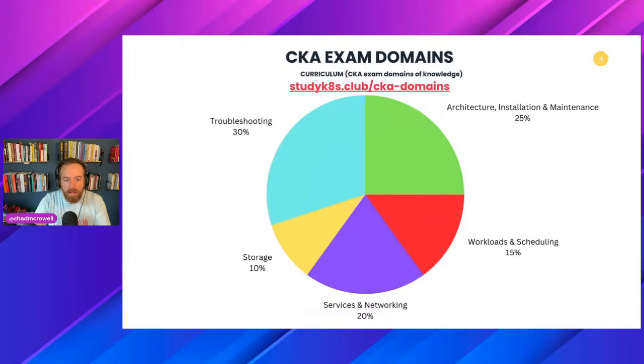There are 5 domains in the curriculum. So troubleshooting being the most, 30%, as I mentioned before. Troubleshooting will encompass a lot of the tasks on the exam. Storage is only 10%, which is the least amount. Services and networking, 20%. Workloads and scheduling, 15%. Architecture, installation, and maintenance, including upgrading your Kubernetes control plane components, which is 25%. So this breaks it down into what are the type of tasks that you really need to focus on more.